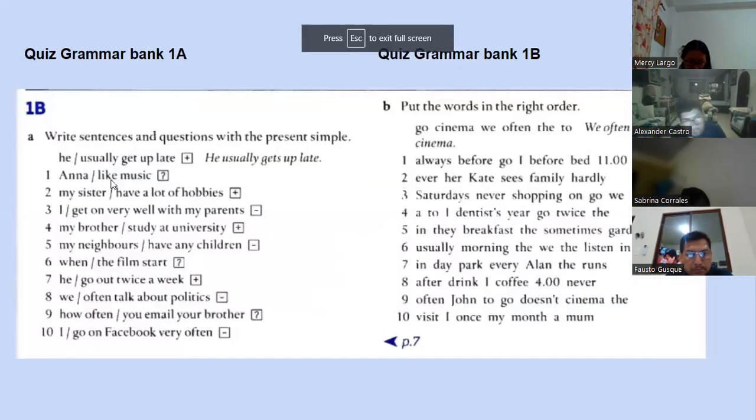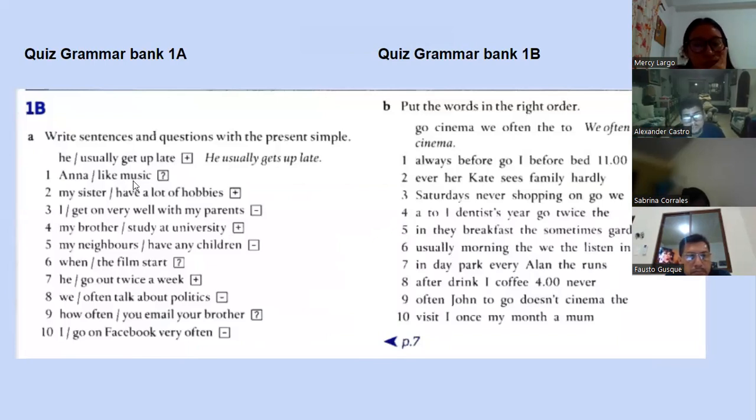So, the statement is not complete. If you take a look, there's like a plus sign, a question mark, a negative sign. If it has a plus sign, it means that the statement is going to be affirmative. If it has a question mark, it means that it is a question. What you have to formulate is a question. If it has a negative sign, it means that it's a negative statement. So that symbol will indicate that the sentence is negative.